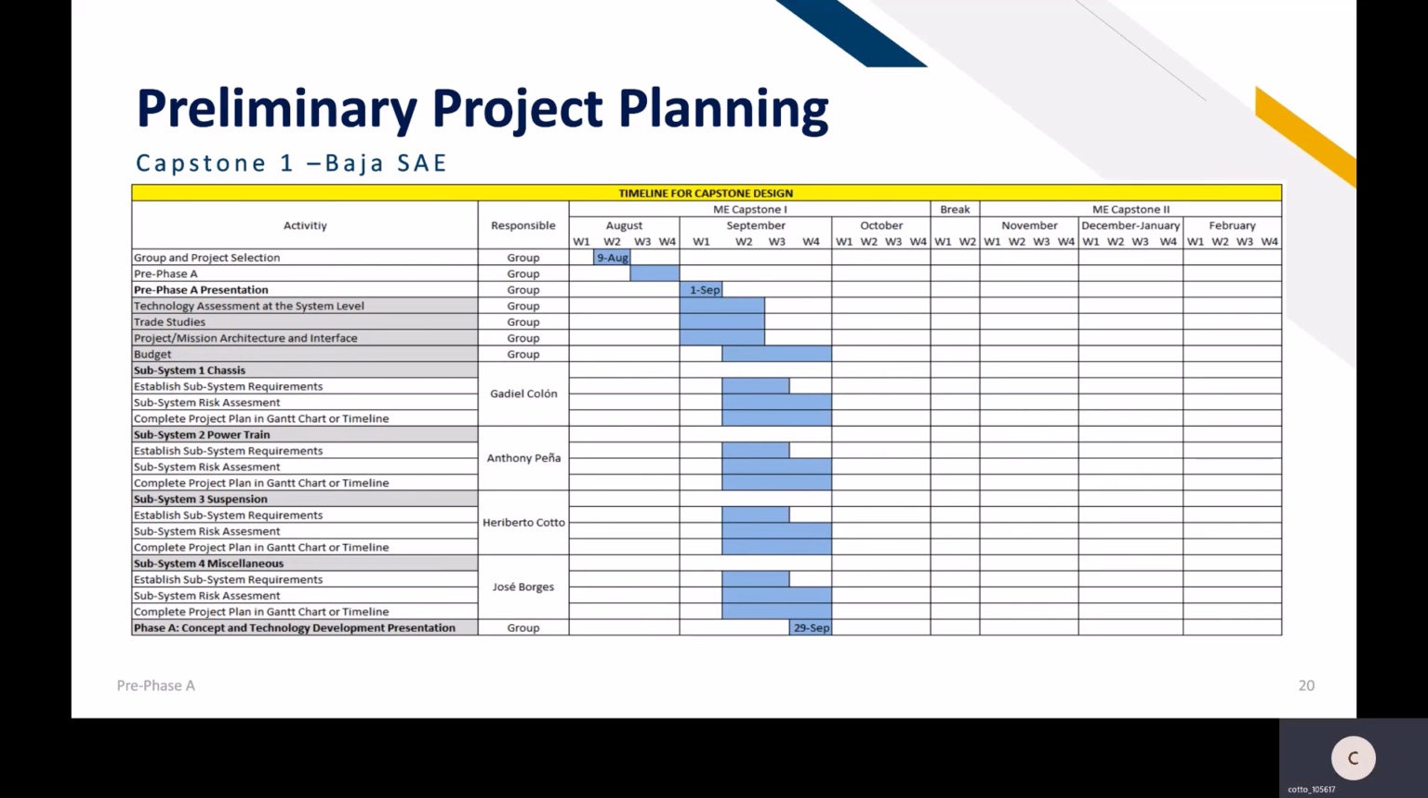Then, during the rest of this week of September, as a group, we will be working on the following topics: technology assessment at system level, trade studies, project mission architecture and interfaces, budget and budget analysis. Eventually, each member will work on a subsystem as follows. Gadiel will be working on the chassis, Anthony the powertrain, Jose the miscellaneous, and myself, Heriberto, will be working on the suspension. Finally, we are proposing the fourth week of the month, September 29, as the date for our Phase A presentation.